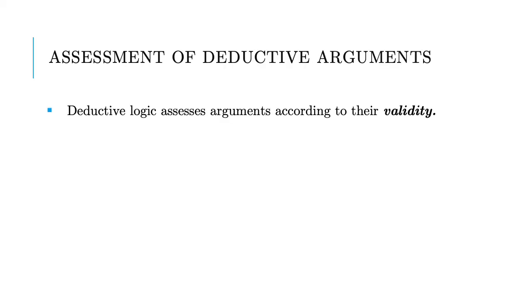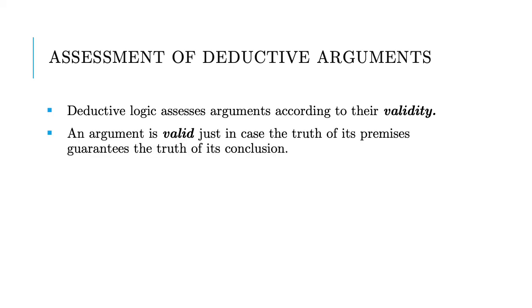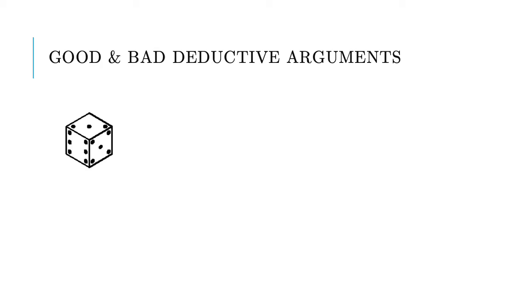Deductive logic assesses arguments according to their validity. That is, an argument is valid just in case the truth of its premises guarantees the truth of its conclusion. Let's consider several simple examples of deductive arguments and assess the truth of their premises and the validity of their inferences.